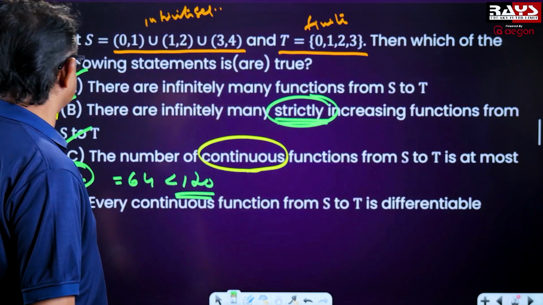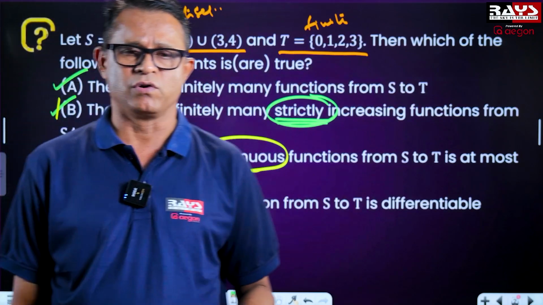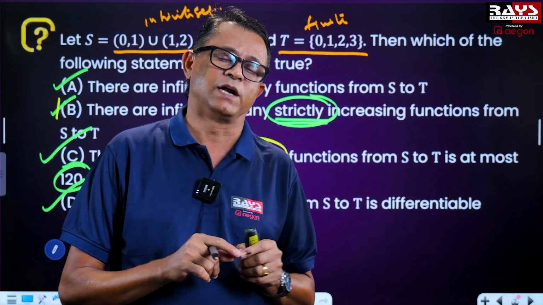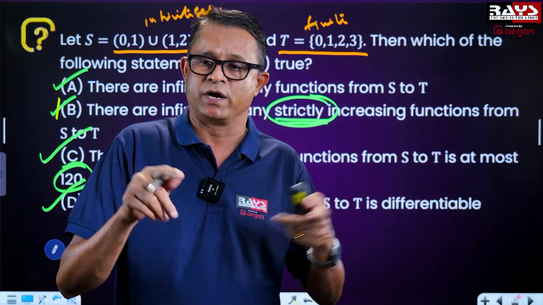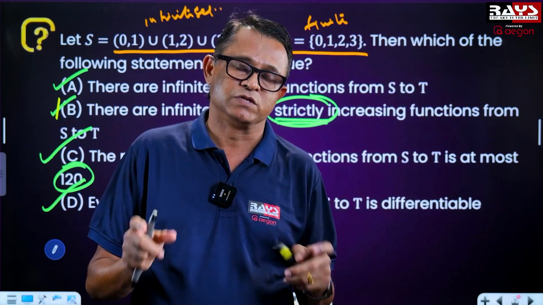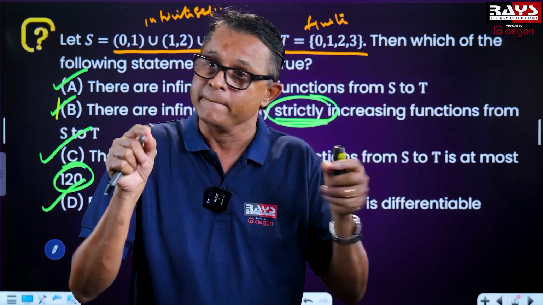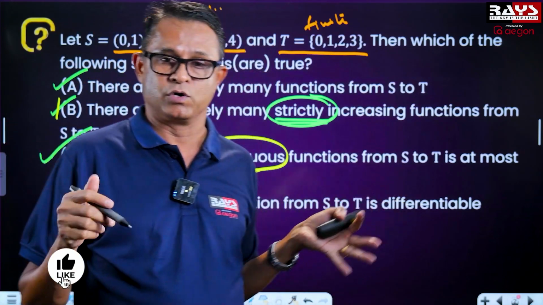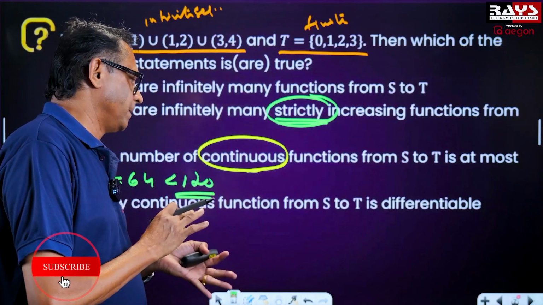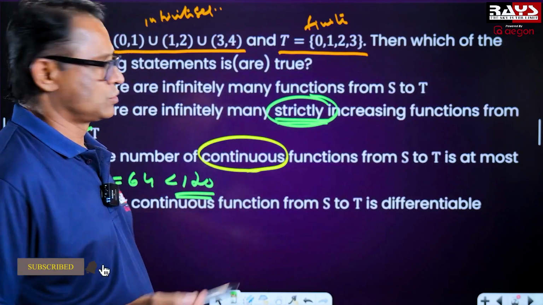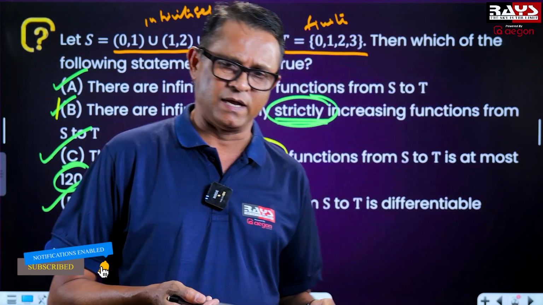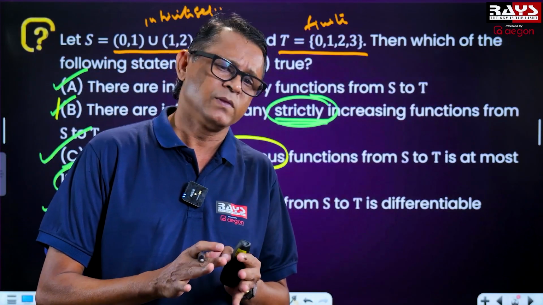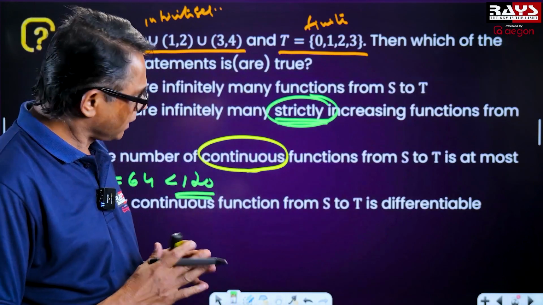So this is a very simple question, but you have to have a full concrete idea of continuity, differentiability, and how you consider continuity on an open interval. Because when you consider an open interval, you don't have to look at the endpoints. And also the number of functions formula, how to find the number of functions from S to T. So I would rate it as a moderate level question. It's not very easy, but at the same time, it's not very difficult also.